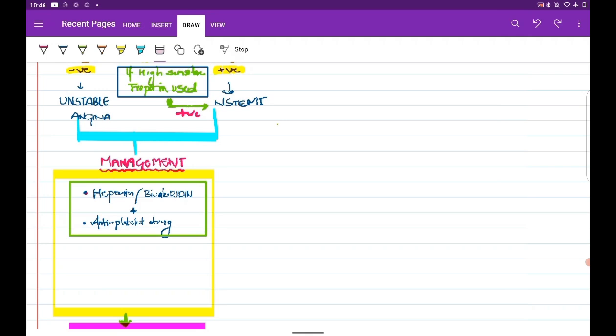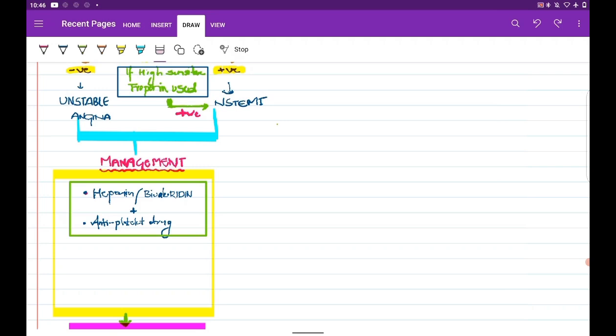In NSTEMI we do not use a fibrinolytic drug because the clot which has formed is rich in platelets and clotting factors, but it is not so rich in fibrin, so we do not use a fibrinolytic drug in the management of NSTEMI. A fibrinolytic drug is the main drug used in STEMI patients. Here the main treatment is heparin or bivalirudin plus an antiplatelet drug.